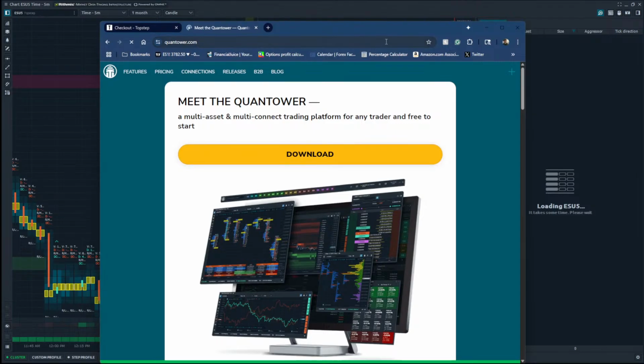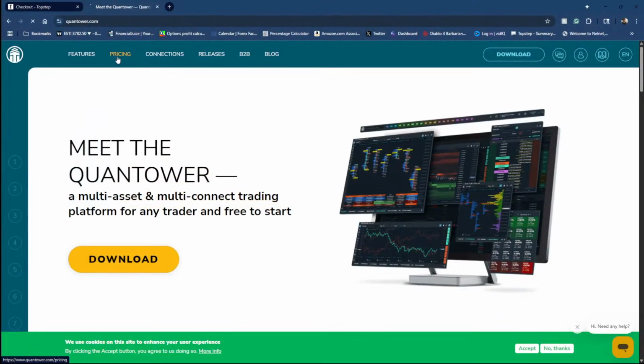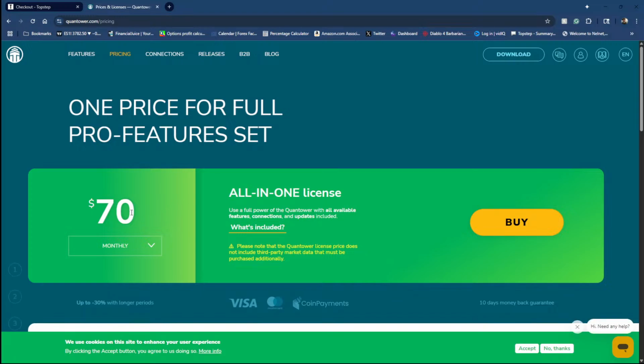If we go to quantower.com, go to their pricing, their all-in-one license costs $70 a month, and it's included for free if you're using TopStep. If this is something you plan on using for a long time, they also have a lifetime option where you can just buy it outright for $1590. So if that's you, go for it. But if you're wanting to use a prop firm and not have to pay extra money for the all-in-one license, then TopStep is the way to go.